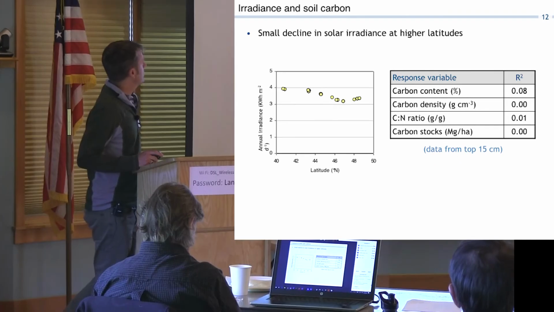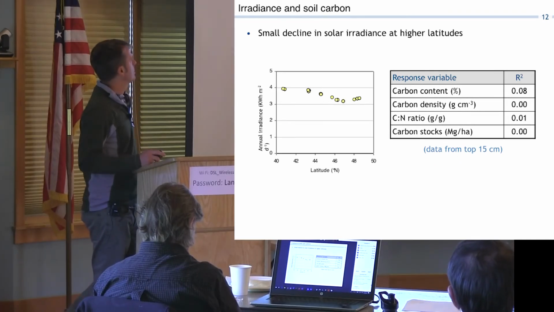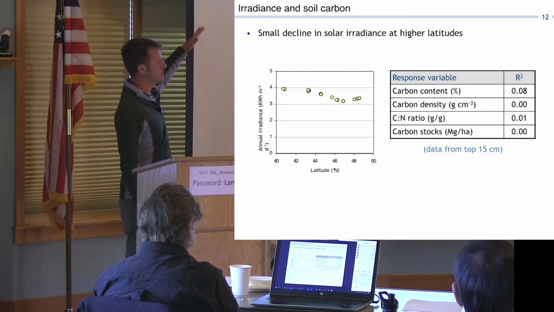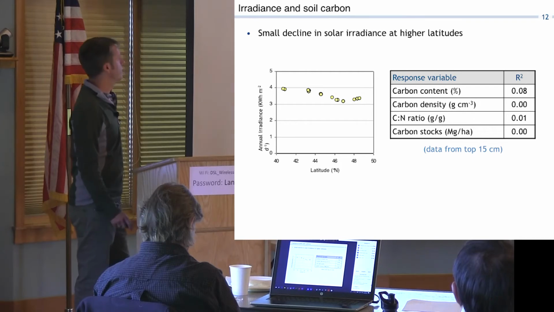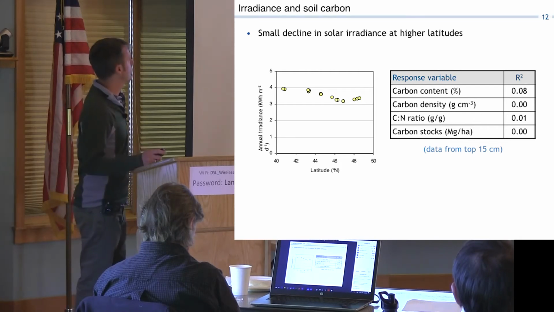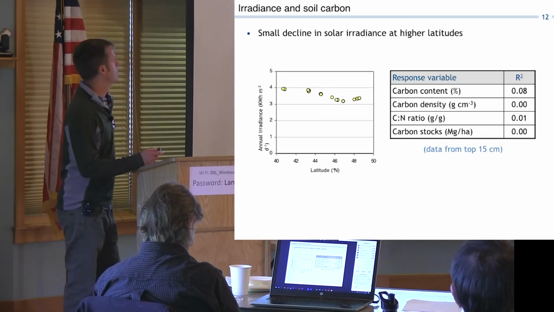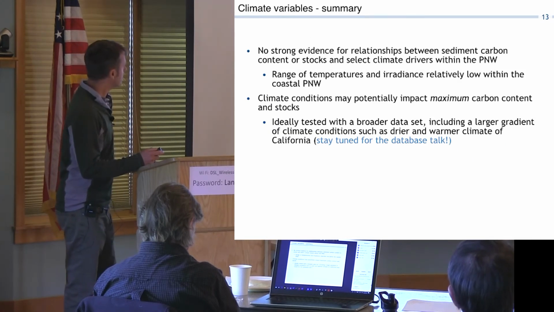And then finally, at sort of the regional level, we looked at change in irradiance. Not much change, so the amount of incident solar irradiation is about the same no matter where you are in the Northwest. And again, no strong relationships with carbon variables.